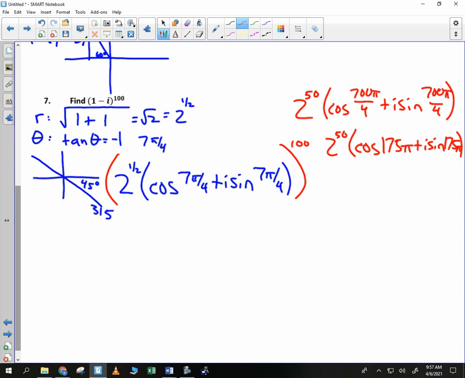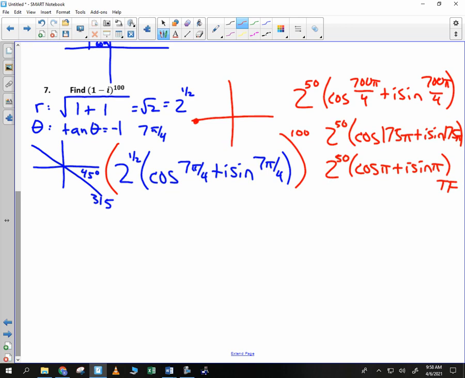That still sounds like a lot, but it's really quite simple, folks. 175 pi, is that an odd number of pi's or even number of pi's? Odd. Where does odd number of pi's leave you? Let's see. 0 pi, 1 pi, 2 pi, 3 pi, 4 pi, 5 pi. Everybody agree odd number of pi's leave you over there? So it's the same as pi. 2 to the 50th times the cosine of pi plus i sine of pi. That is trigonometric form.